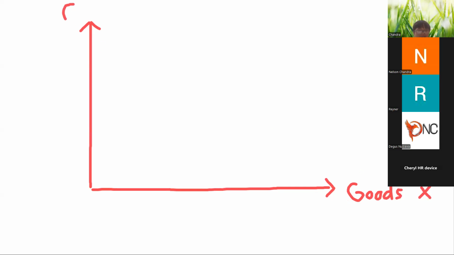And this is good Y. So we have good X and good Y. That is the first step, number 1. Step number 2, you draw the first budget line. I'll label it budget line 1.